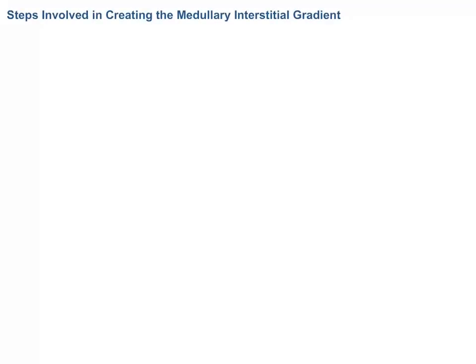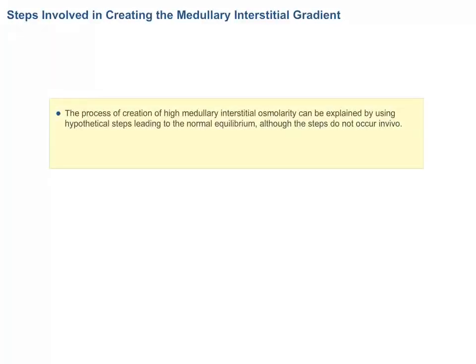Steps involved in creating the medullary interstitial gradient. The process of creation of high medullary interstitial osmolarity can be explained by using hypothetical steps leading to the normal equilibrium, although the steps do not occur in vivo. It is also important to remember that the equilibrium is maintained unless the osmotic gradient is washed out.